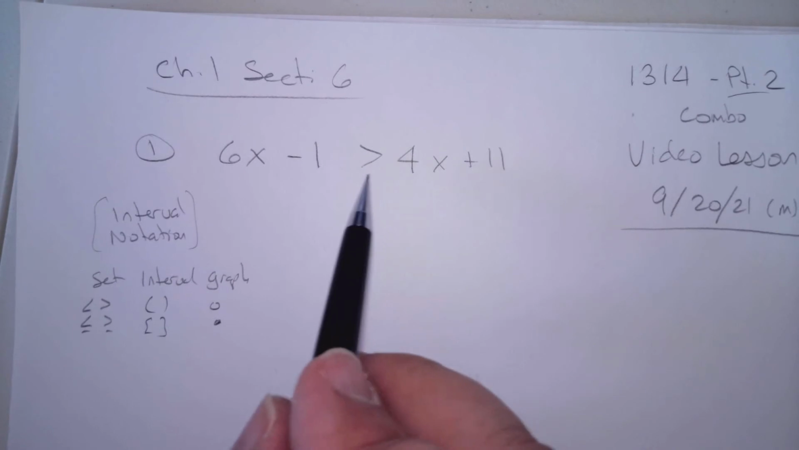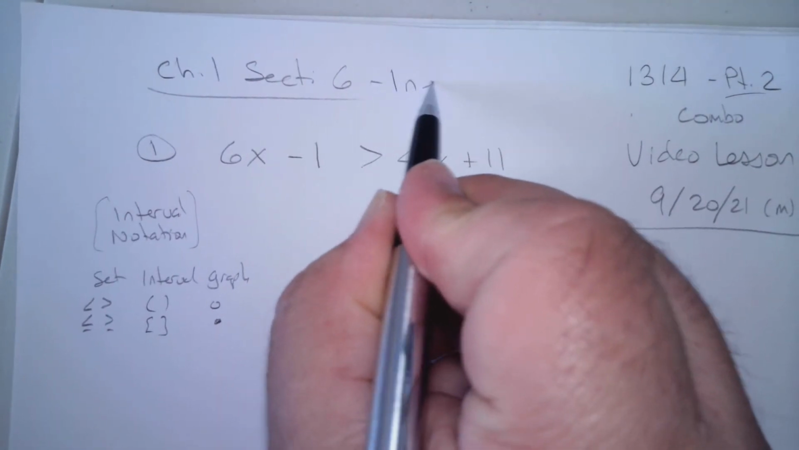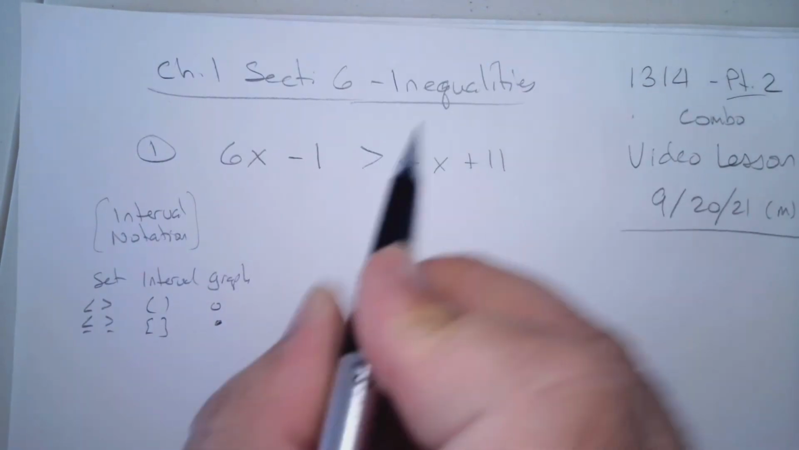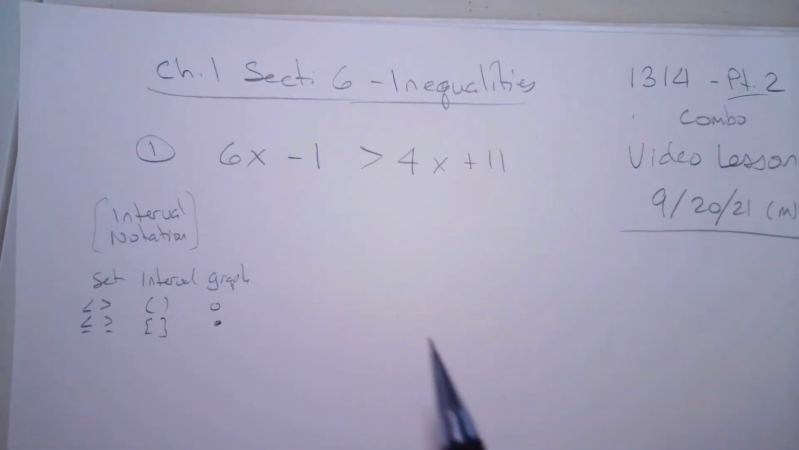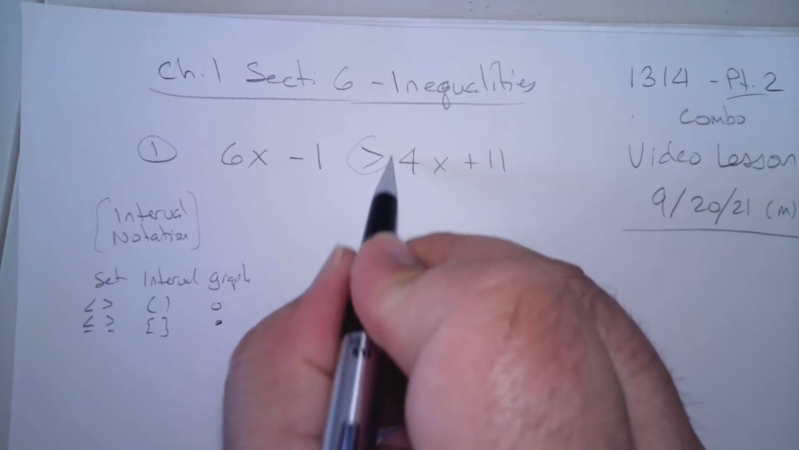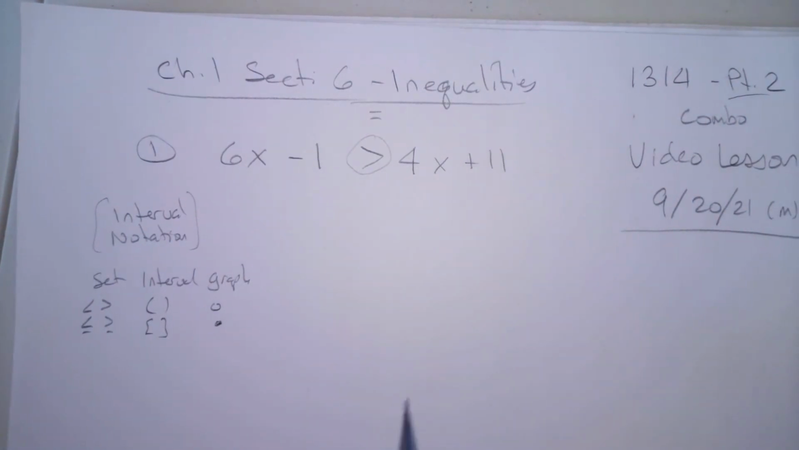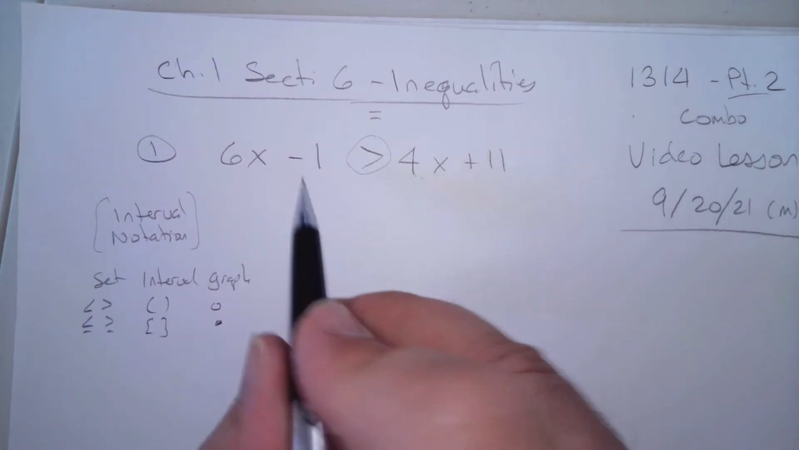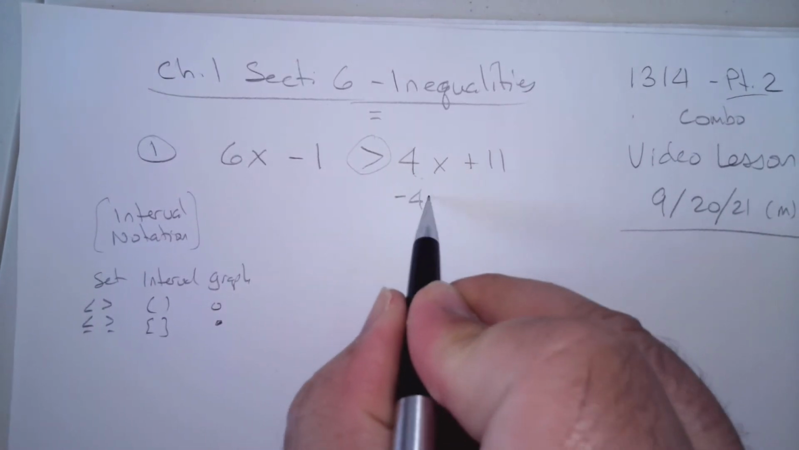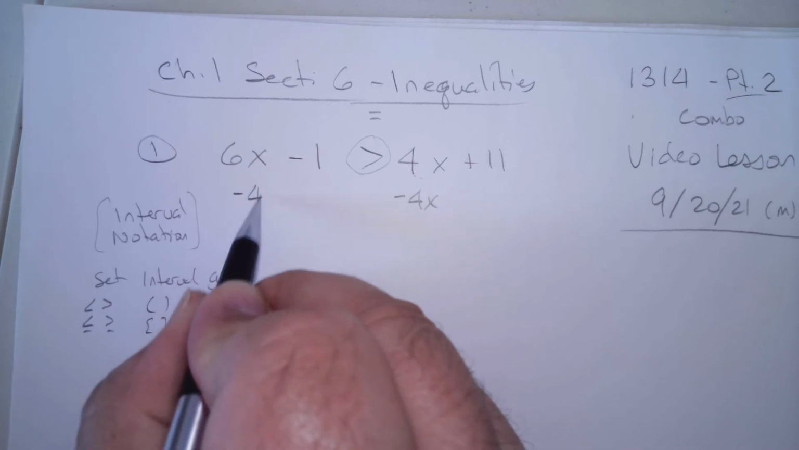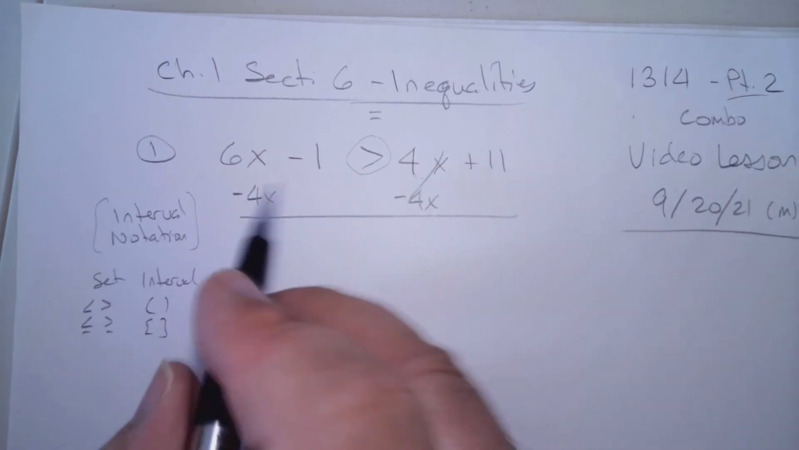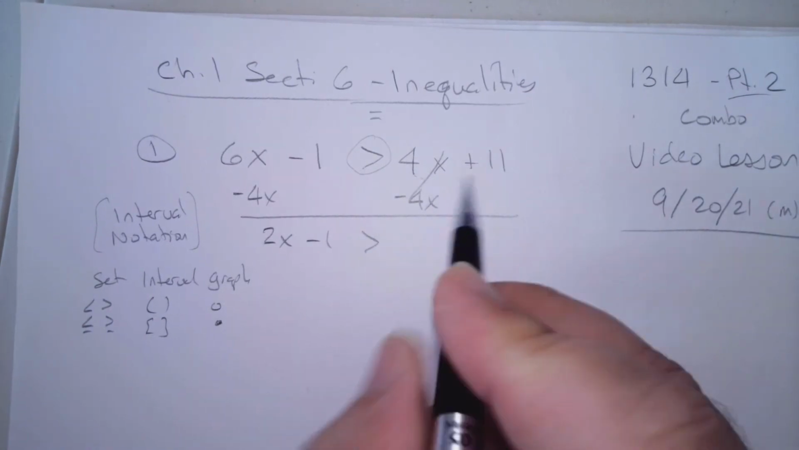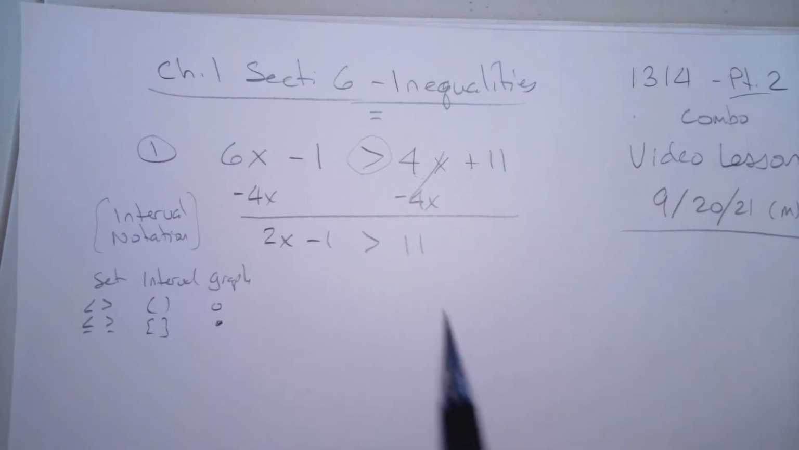So when we solve inequalities, treat the inequality the same as an equal sign. I have x's on both sides, so I move the smaller x to the larger. 6x minus 4x is 2x, is greater than or equal to 11.